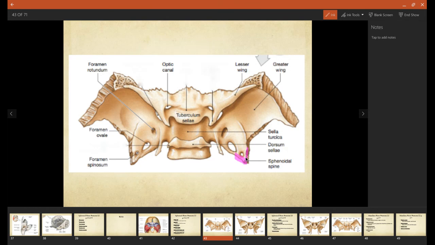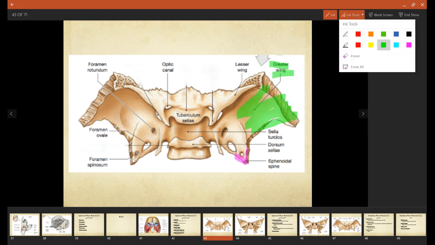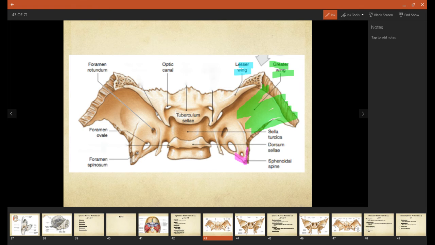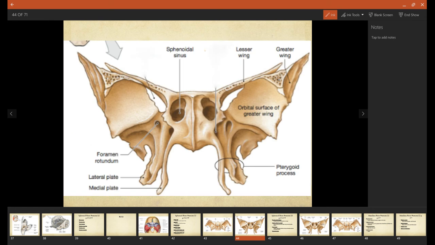Now we also see the wings, the greater and lesser wings. So the greater wing is this really large portion of the bone sticking out, whereas the lesser wings are these smaller ones right here. Now looking at an anterior view, again we see the wings, so greater wing sticking out, all of this, lesser wing, smaller one sitting above it.